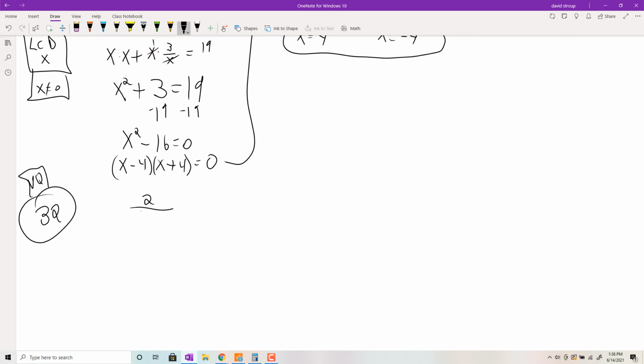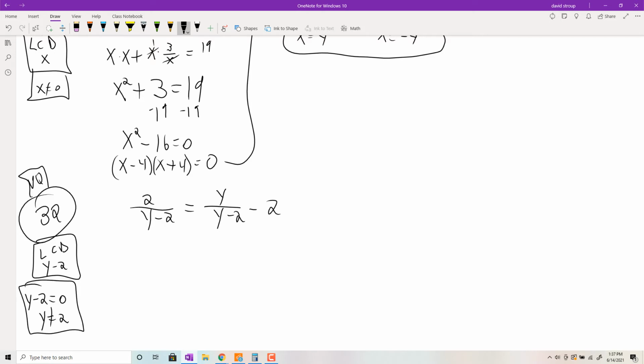So this is 2 over y minus 2 equals y all over y minus 2 minus 2. The LCD, I'm going to need to multiply by a y minus 2. And then for my restrictions, I have to take the y minus 2 and set it equal to 0. So y can't be 2. All right, so I'm going to multiply both sides by y minus 2.